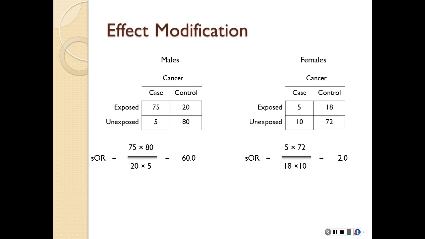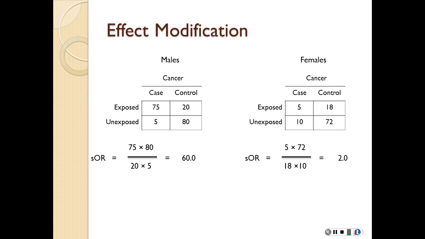So in men, the relationship between our cancer and our chemical X, we get an odds ratio of 60. But in women, we get an odds ratio of 2. So there's something different about the relationship of chemical X and cancer in men than it is in women, right? It affects the two groups differently. It modifies the effect of the exposure and disease relationship.